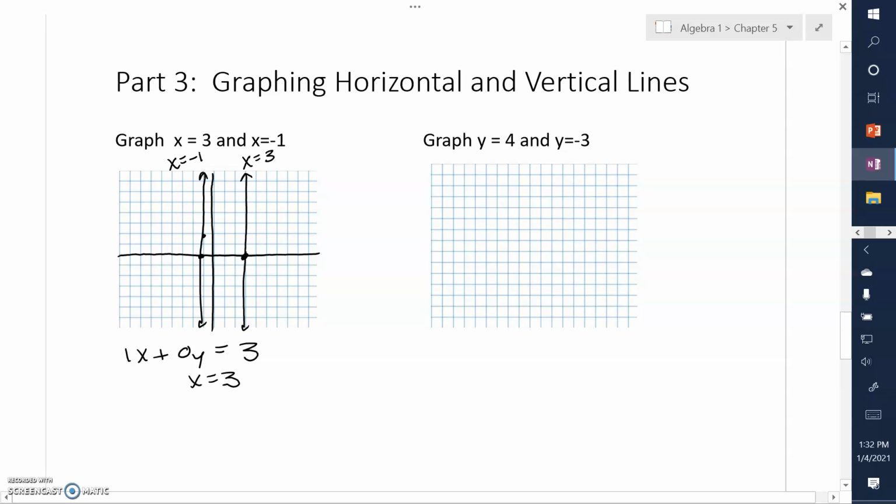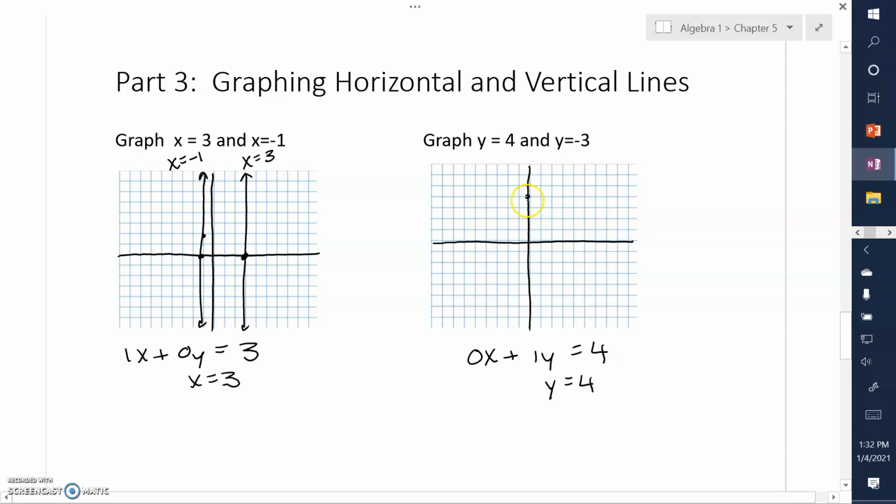Now let's play the same game with the y's. We have y equals 4 and y equals -3. I'm going to put in my axes. And you can think of it as 0x plus 1y equals 4. That gives me y equals 4, which is my first equation. And that also gives me my y-intercept. It's going to go through 4.